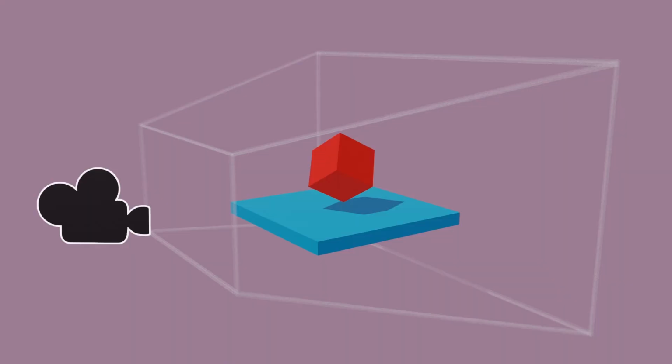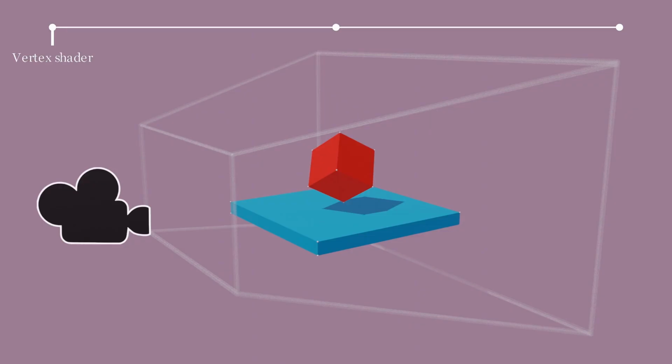Suppose we have a 3D scene filled with 3D objects, where each object is made from points, or vertices, and is colored according to its material. The rendering pipeline is going to take this scene and transform it into a 2D image. It does this by breaking the task into 3 steps. The first step is the vertex shader.